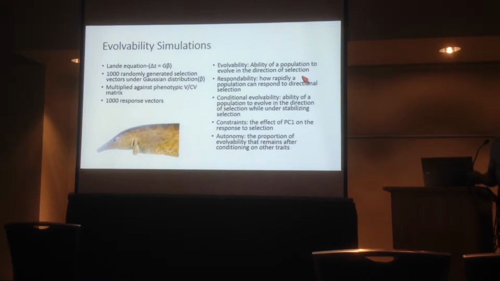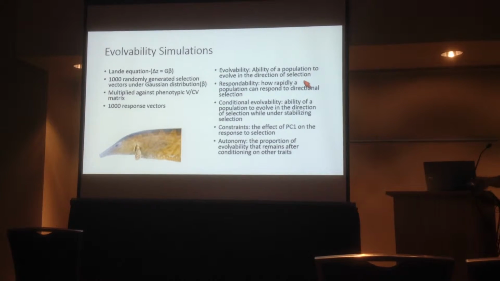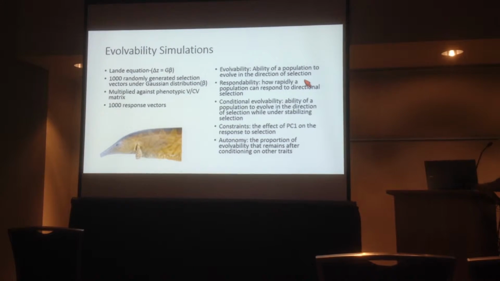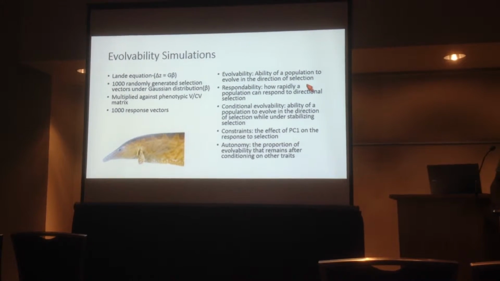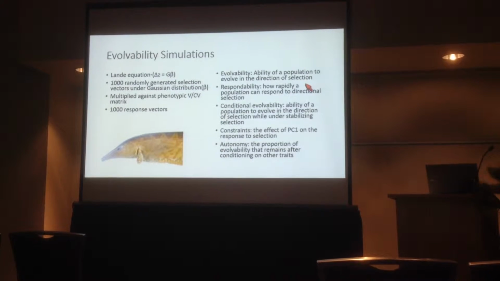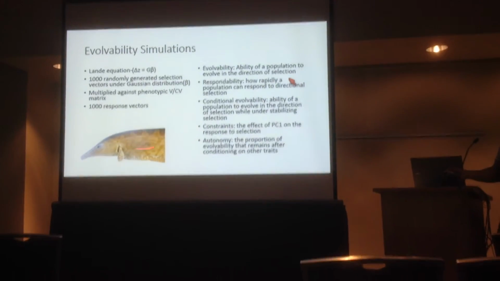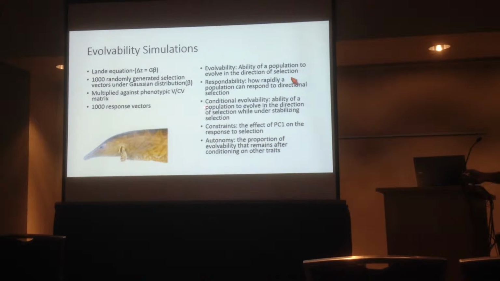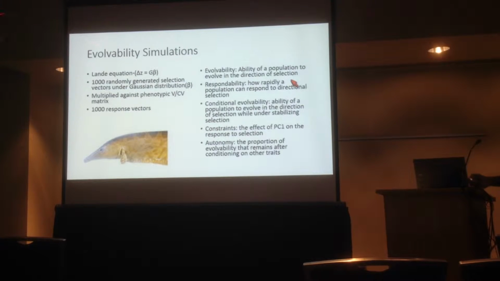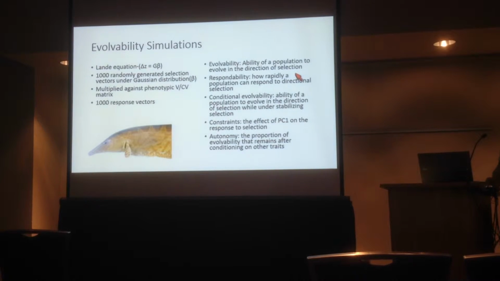And then I simulated evolvability, and I used the Lande equation. And instead of the additive genetic matrix, I swapped that out for a phenotypic variance-covariance matrix. And with that, I then randomly generated 1,000 selection vectors under a Gaussian distribution, and I multiplied the P matrix against beta, which are the selection vectors. From that, I generated 1,000 response vectors, and that gave me the ability to estimate evolvability, respondability, conditional evolvability, constraints, and autonomy. I could get into the definitions, but it's better to explain it to you in the results.